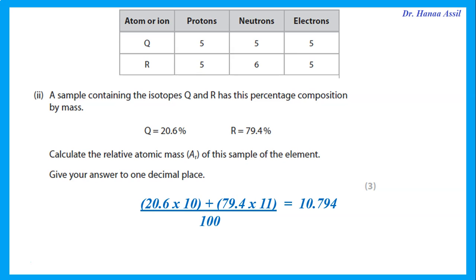But is this the final answer? Please, when you do these questions, check. Did the question ask for a specific number of decimal places or significant figures? Yes. The question says, give your answer to 1 decimal place, round up correctly. So when we write it to 1 decimal place, it's not 10.7. It's 10.8 because the next number is more than 5.